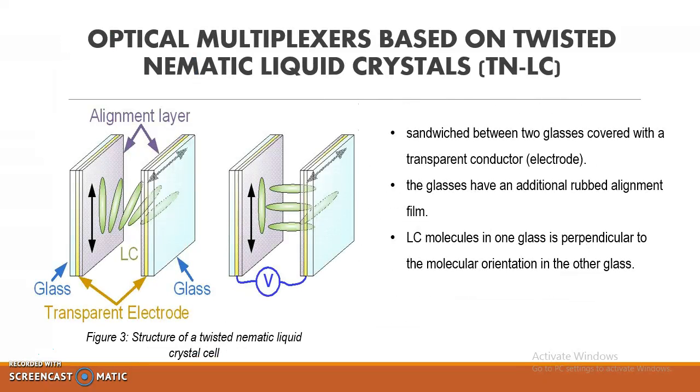Next, optical multiplexers based on twisted nematic liquid crystal. On my left side, the figure shows the structure of a twisted nematic liquid crystal cell. These twisted nematic liquid crystal cells are sandwiched between two glasses covered with a transparent conductor, which is known as an electrode. The glasses have an additional rubbed alignment film. Liquid crystal molecules in one glass are perpendicular to the molecular orientation in the other glass.